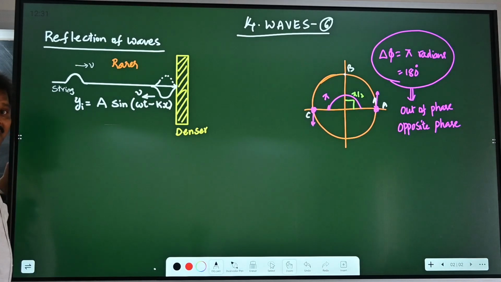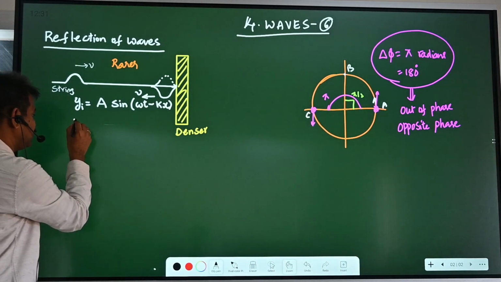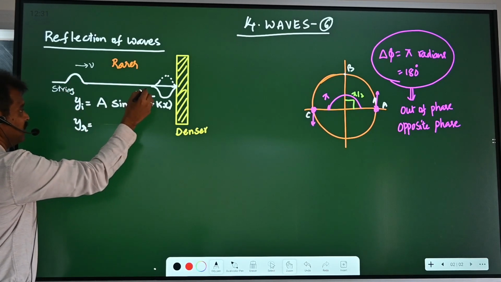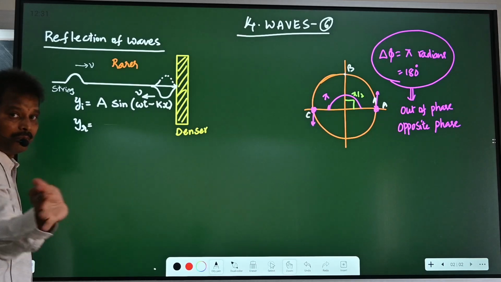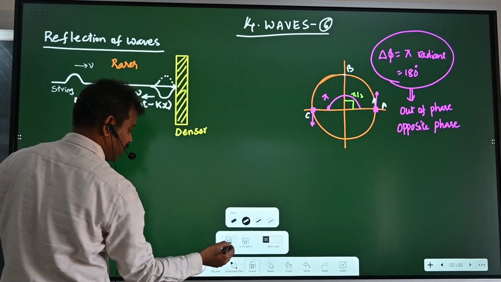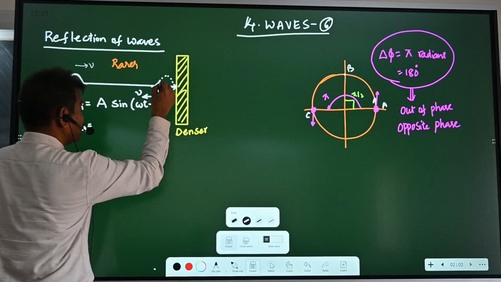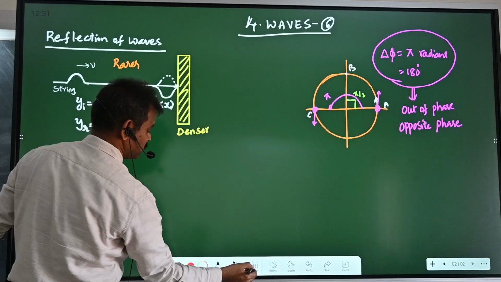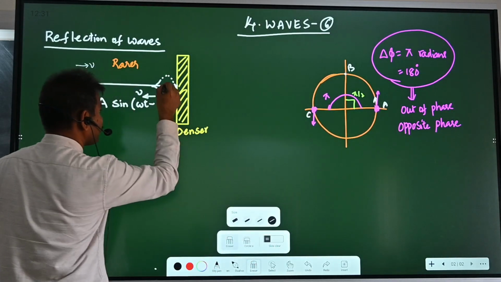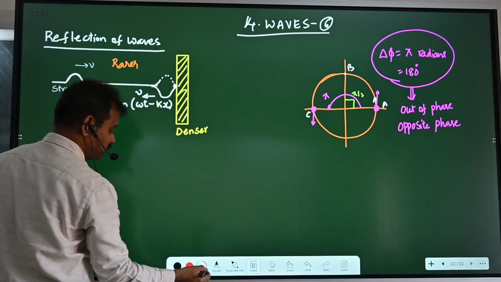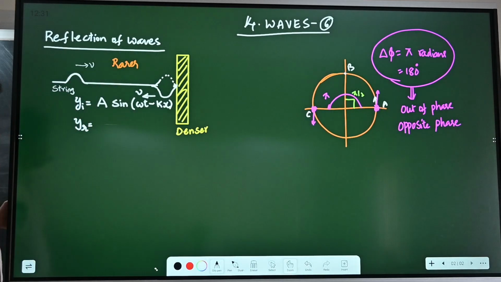This we call a reflected pulse. So what is the equation for the reflected pulse? The amplitude will be the same only. The amplitude will not change. But what changes?